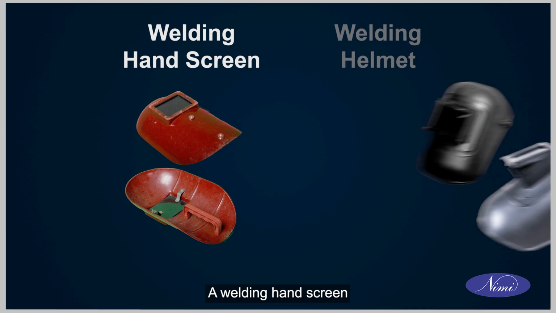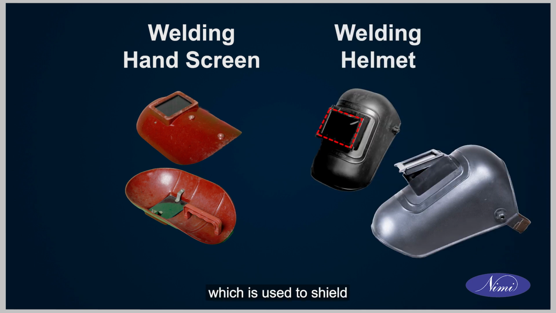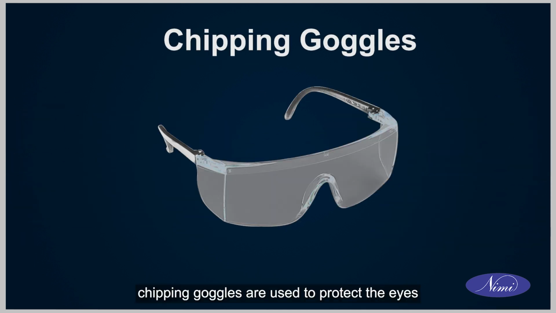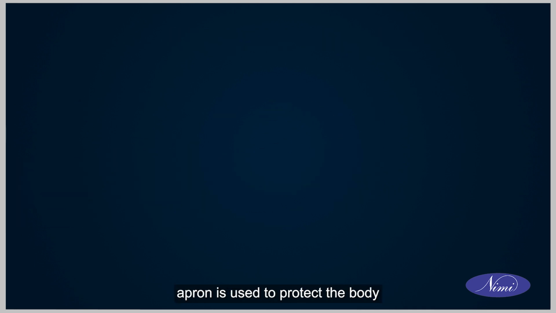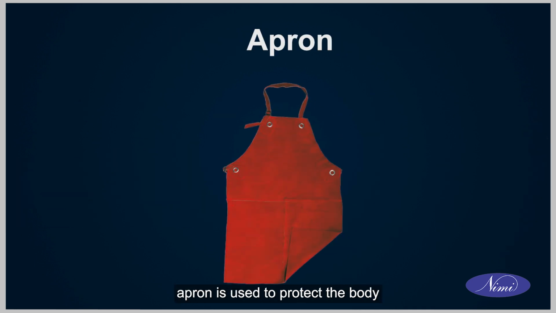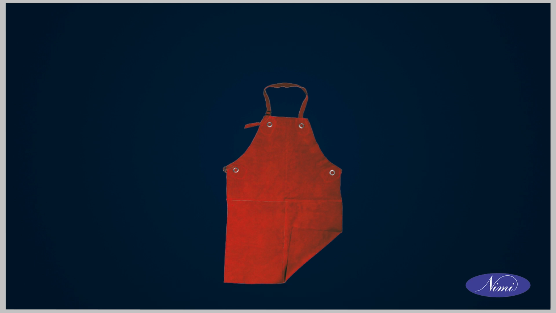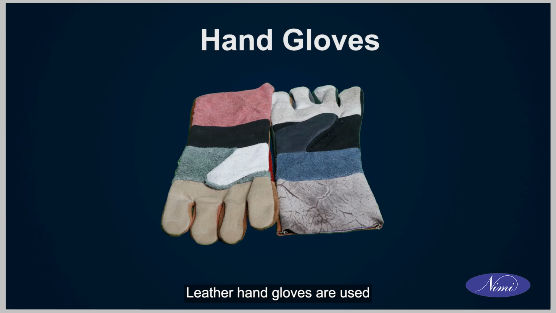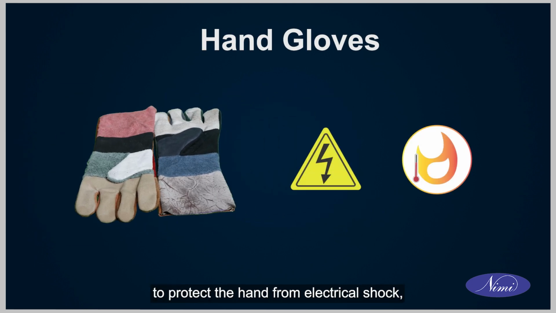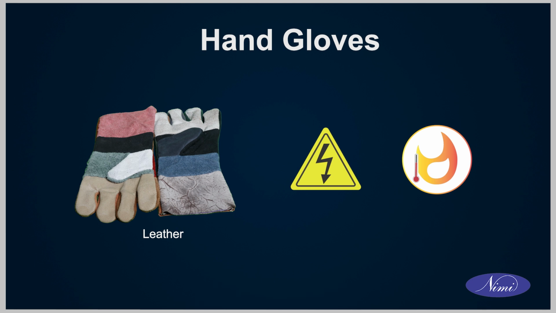A welding hand screen and a welding helmet, which is used to shield and protect the face and the eyes from the arc radiation. Chipping goggles are used to protect the eyes while chipping the slag. Apron is used to protect the body. It is made of leather and worn for protection from radiation and hot spatters. Leather hand gloves are used to protect the hands from electrical shock, radiation and hot spatters.